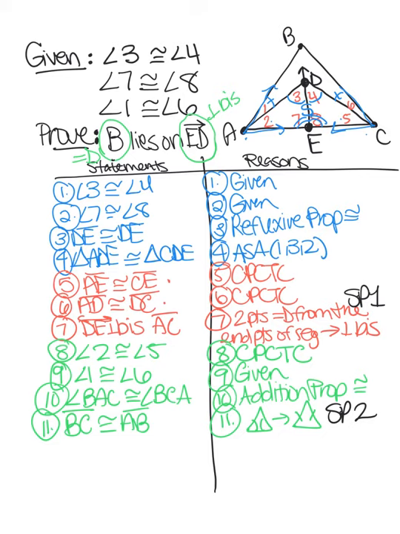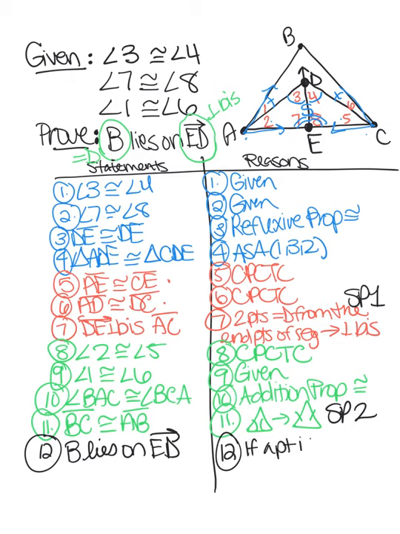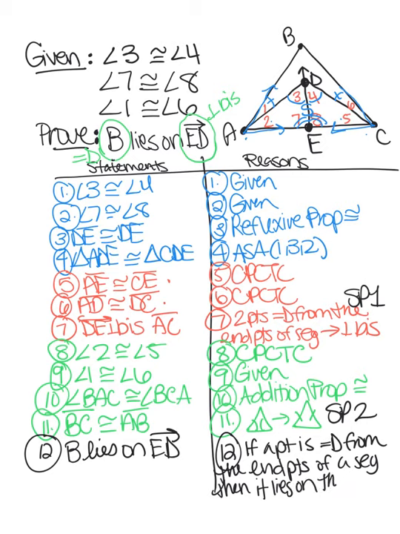So now, finally, I can state that B lies on ray ED, because if a point is equidistant from the endpoints of a segment, then it lies on the perpendicular bisector.